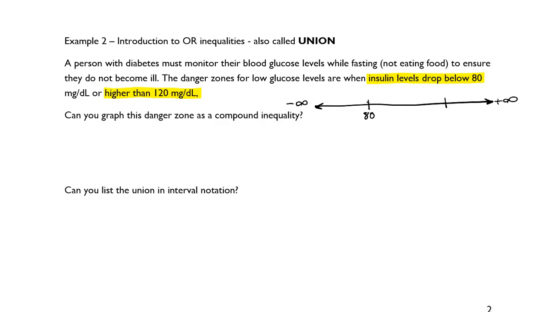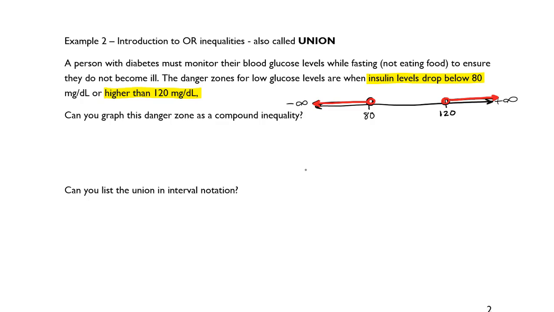Below 80, so to the left of 80, which would mean an open dot at 80. I'll use an open dot notation. And higher than 120, so we'll call this other point 120, and we'll also use an open dot on that one moving to the right. So these are the intervals on which there are issues with blood glucose levels and you need to be concerned. A person that does not have a diabetic health concern would hopefully have that regulated fairly well by their own body, which is what your pancreas does.